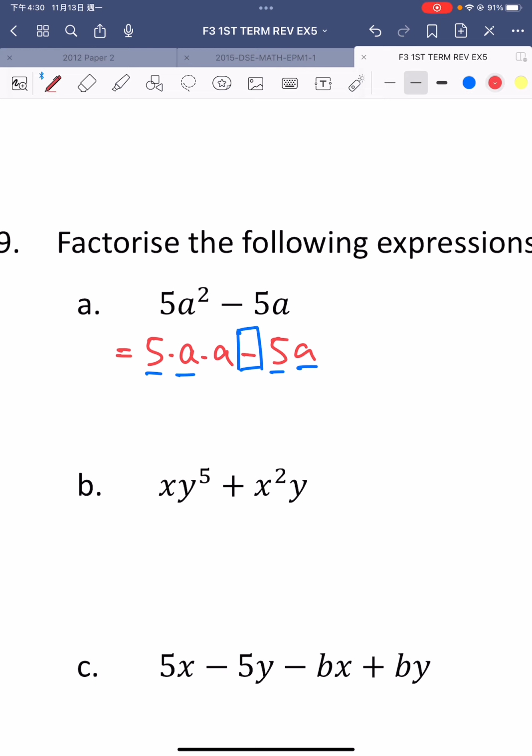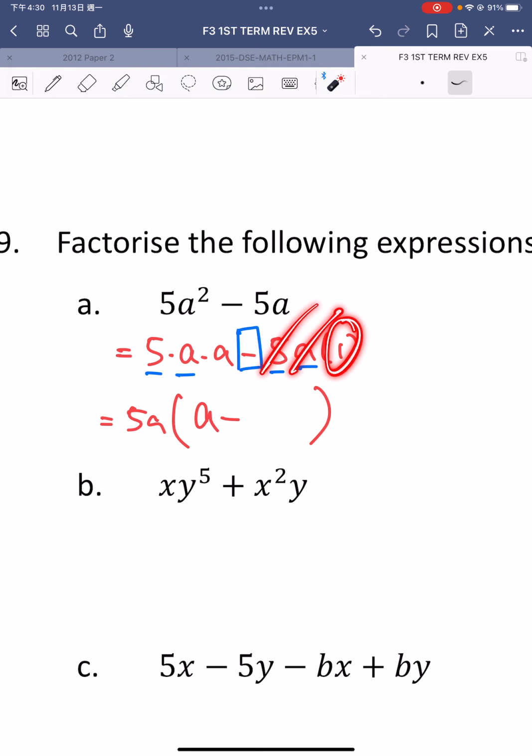So we can take out 5a, and when you take out the common factor, you add a whole bracket, and what we leave is a. Then we keep the minus, because 5a is all taken out, but we can actually write 5a times 1, isn't it? So even though 5a is gone, we still have a 1 here, so we just minus the 1. So that's for question A.